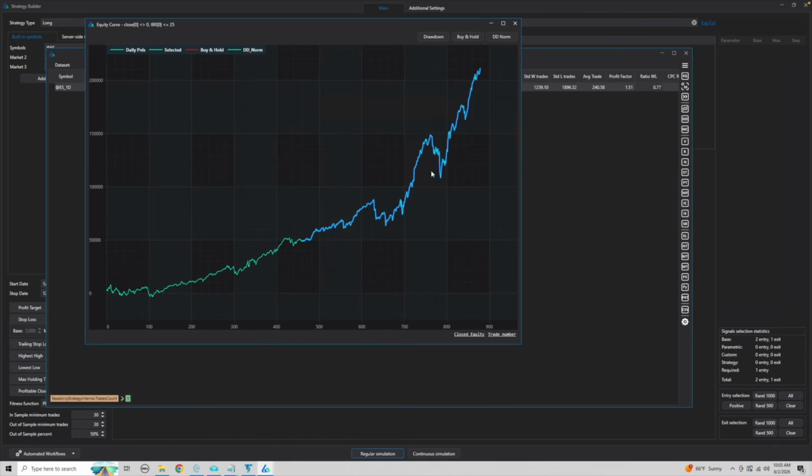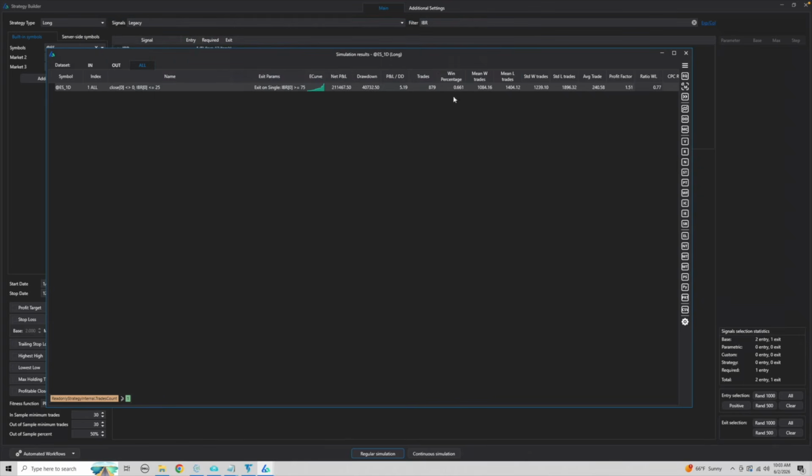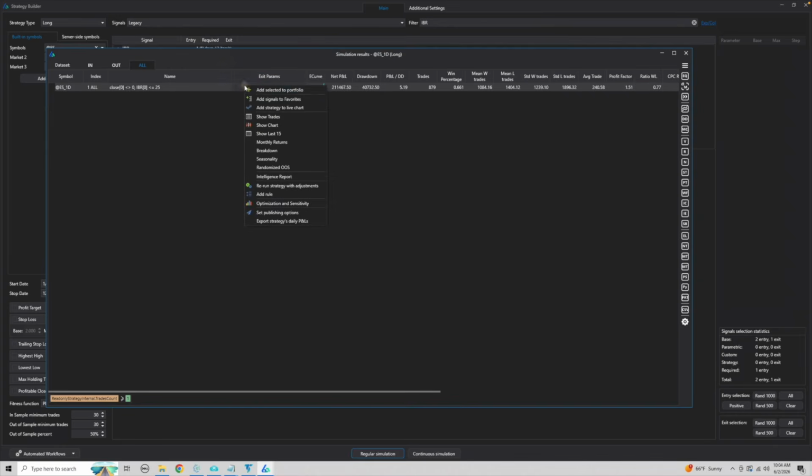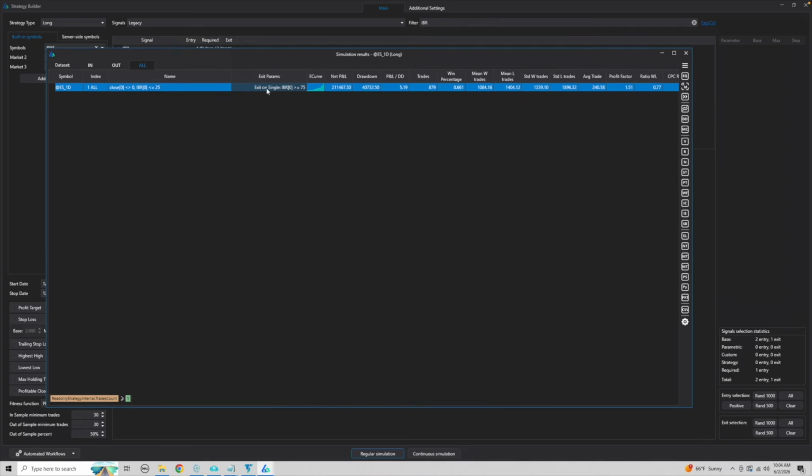Now we do have some drawdown here. If we go back and look, we can see that the drawdown is $40,000. We do have some steep drawdown. I bet we can improve that. But first, what I'm going to do is save that to our portfolio so we can come back and reference it.